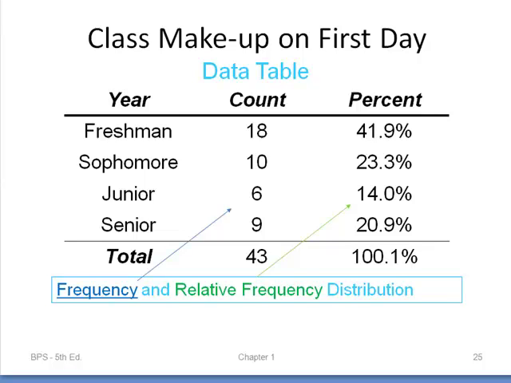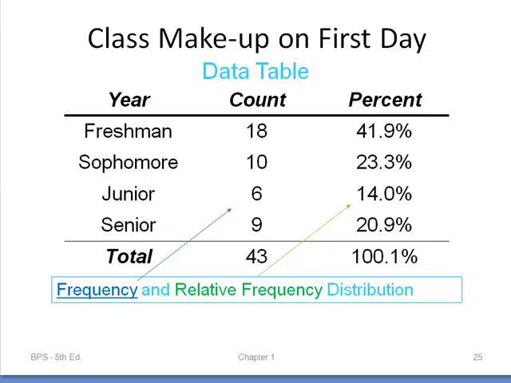Now you look and say, hey, how can there be a total of 100.1%? That just means that we have rounding error. Because when we did the 9 divided by 43, it wasn't exactly 20.9%. We rounded. So we'll have a rounding error. If we had done it perfectly and kept all the decimal places, that would have been 100%.